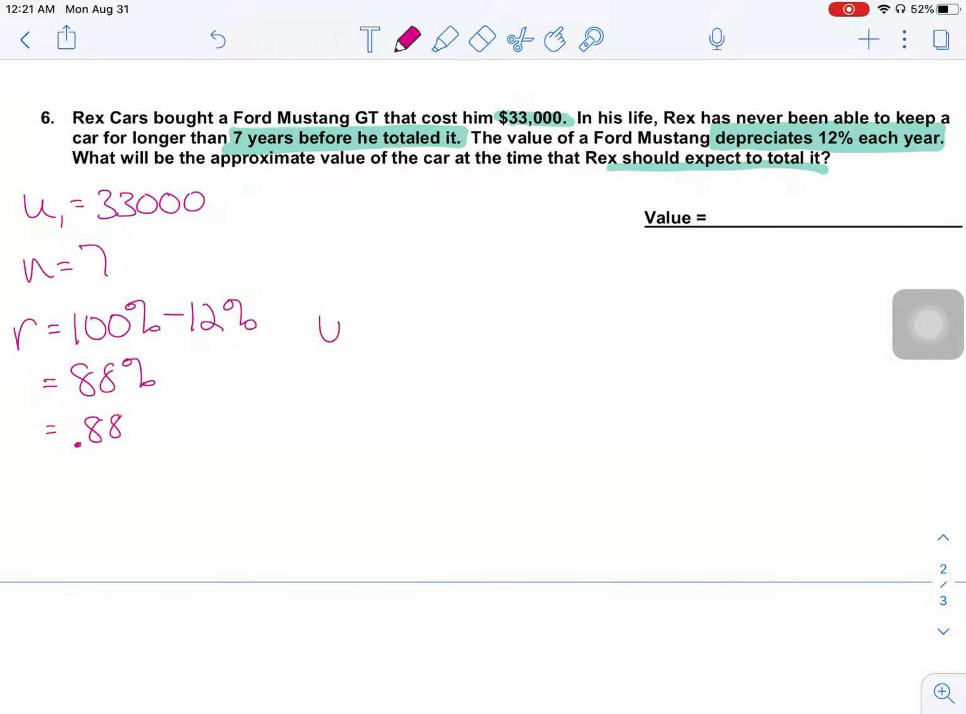So after 7 years, what is his car going to be worth? Well, it's the original value of the car times our rate raised to the n minus 1 power. So into a calculator that goes, put the right decimal in there.